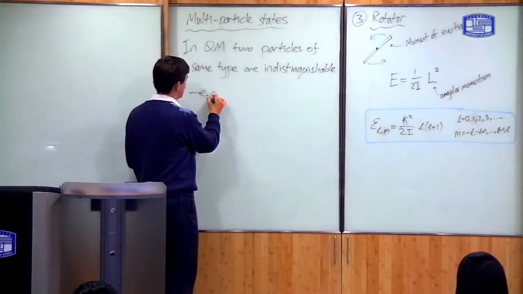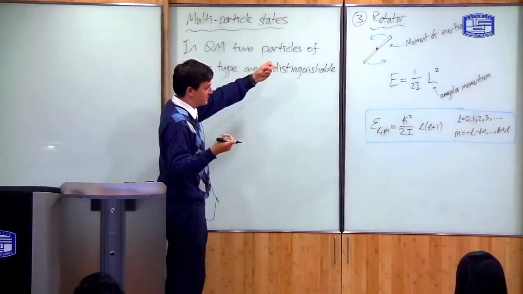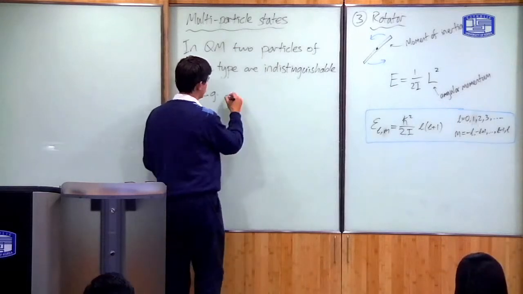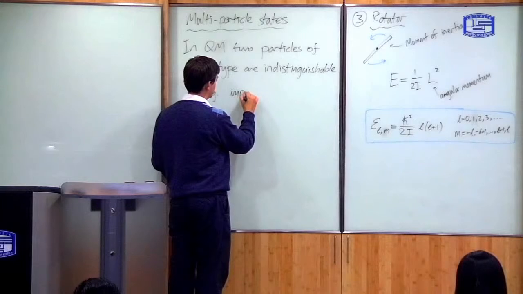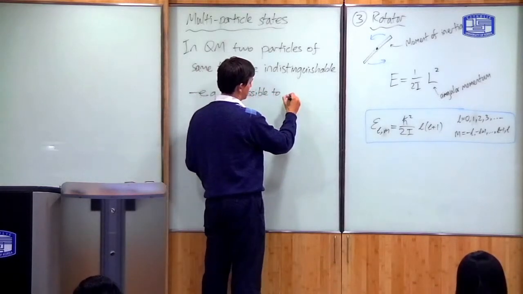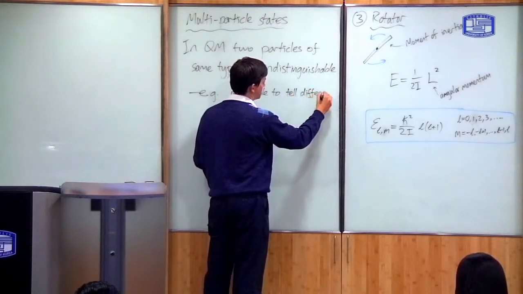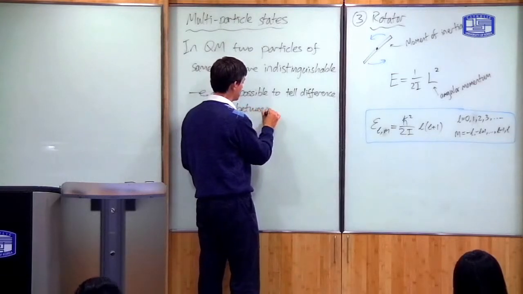So for example, if I have two electrons, I can't tell which is which. Okay? I can't say this is electron 1 and this is electron 2. They are indistinguishable. So in other words, it's impossible to tell the difference between two electrons.